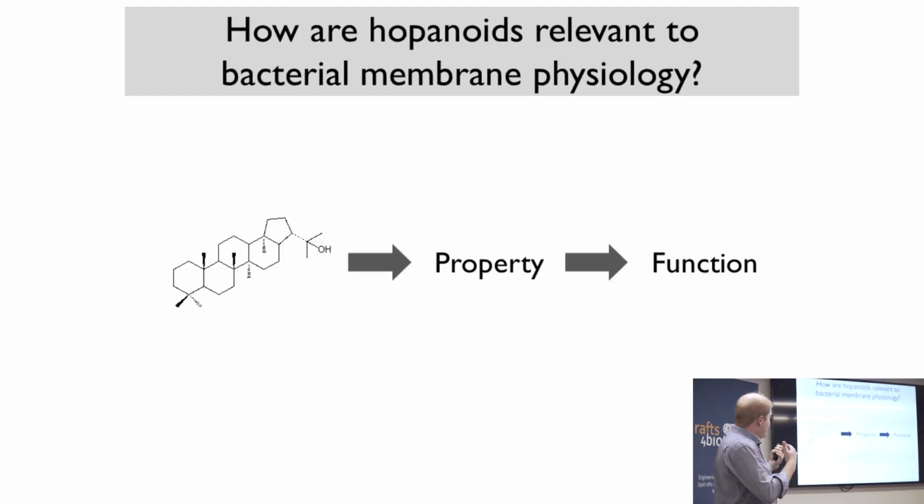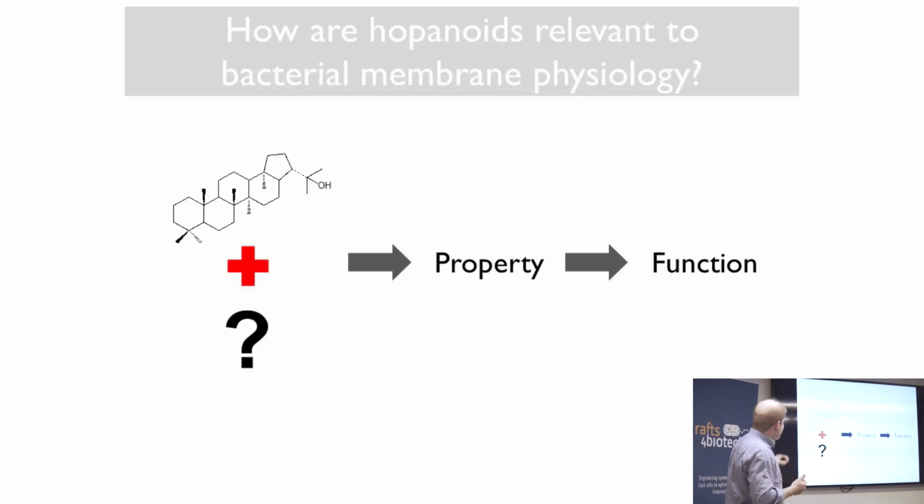So the next question I was trying to get at was, okay, so we know that to some extent there's this analogy biophysically between sterols and Hopanoids, but what does that mean for cells? What are they using them for? What properties does a Hopanoid impart to membranes, and what physiological processes rely on those properties?